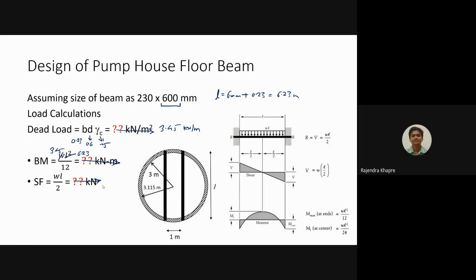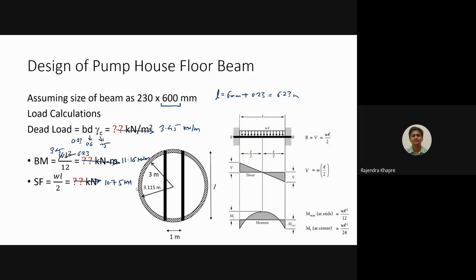10.35. Sorry, yes, 10 point 11.15. 11.1 kilonewton meter. And bending moment, oh sorry, shear force, my mistake, 10.75 kilonewtons. Okay, so now these are the bending moment and shear force due to the self weight.